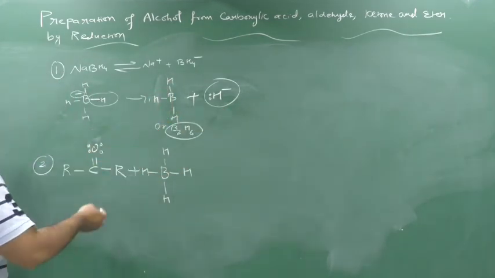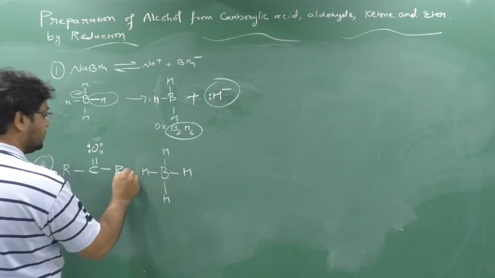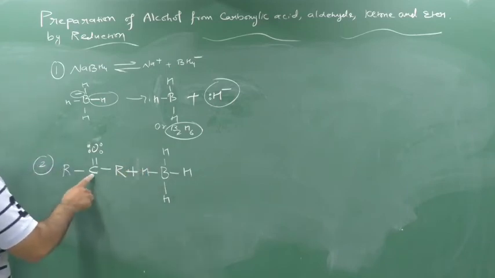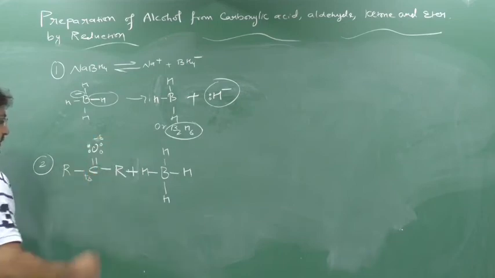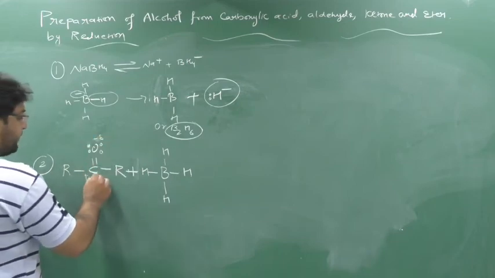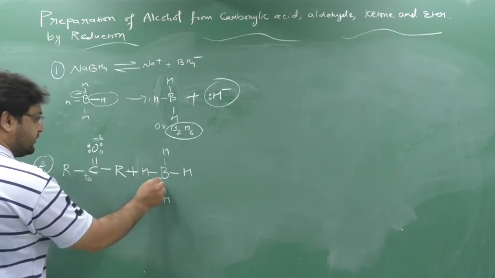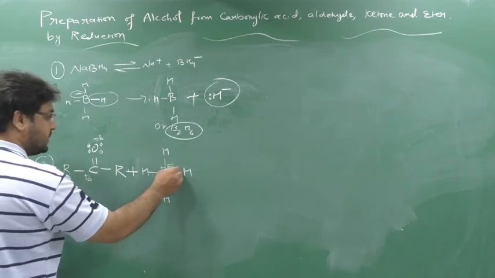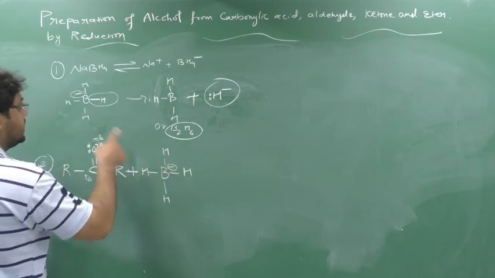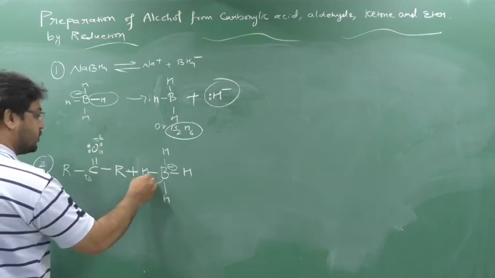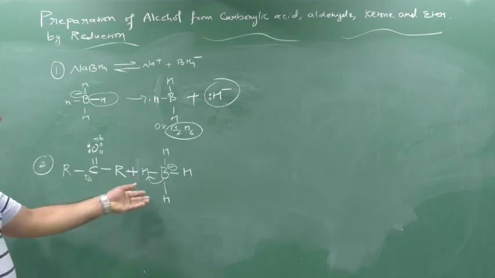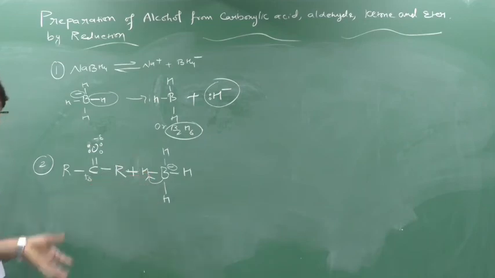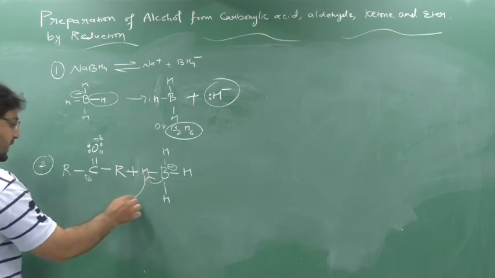Now, see what will happen. As we know, this is carbon, this is oxygen, this is partially negative charge, and this will be partially positive charge. So this boron is unstable. So he has to gain the stability. So he will start to release this hydrogen. But hydrogen will gain the electron and he will go. So this hydrogen will attack on this carbon.